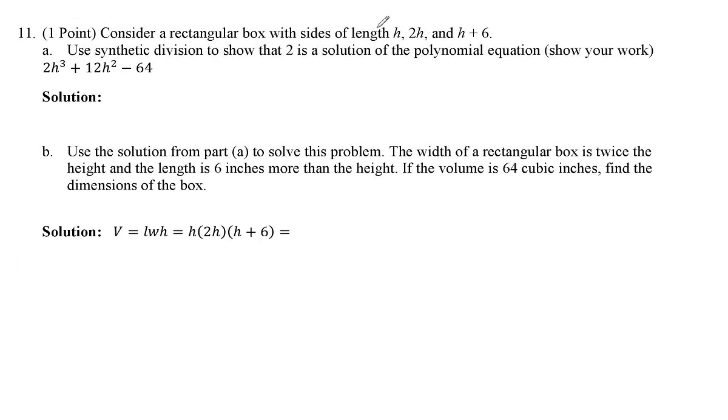Let's see, got a rectangular box with sides h, 2h, and h plus 6. Use synthetic division again here to show that 2 is a solution of the polynomial equation. 2h cubed plus 12h squared minus 64, and I believe that's supposed to be equals 0. And so let's see, to show it's a solution, then you don't change the sign. So we leave that 2 on the outside, and then the coefficients here, 2h cubed, 12h squared. There's no h term, so we've got to put in a 0h, and then minus 64.